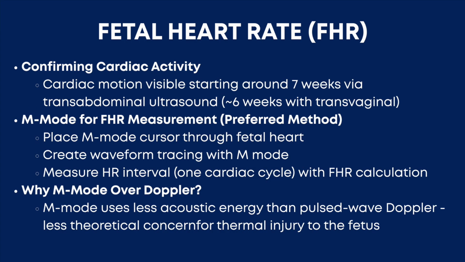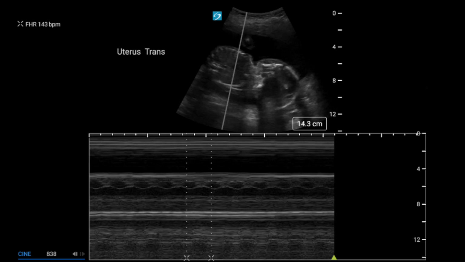To confirm fetal heart rate, we want to make sure that we can visualize the cardiac activity on the fetus, which you'll see as a flickering in the chest. This is generally visible around 7 weeks via transabdominal ultrasound. And for this measurement, we want to select M mode. So you'll select M mode, you'll place the calipers through the fetal heart, and it should come up with a fetal heart rate tracing where you can calculate the heart rate using the M mode.